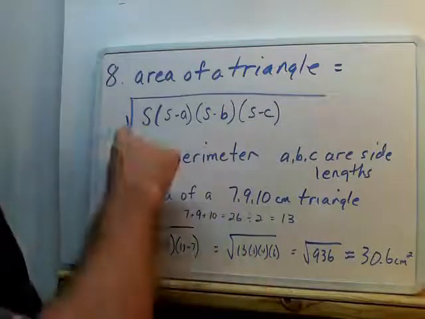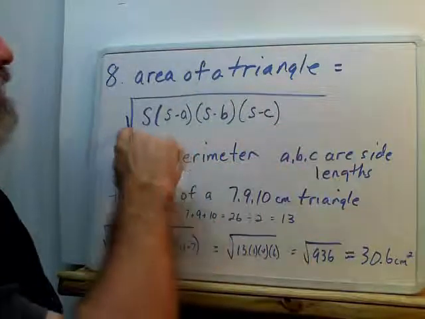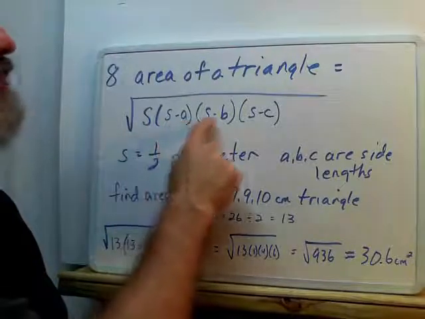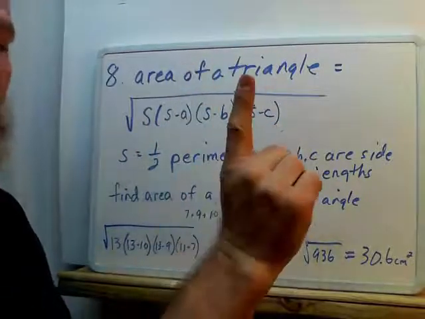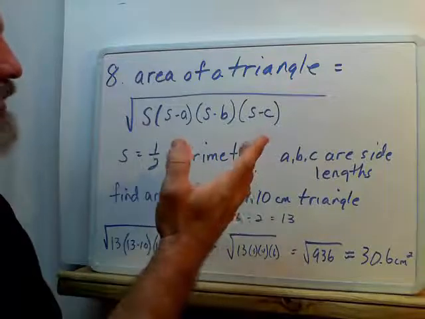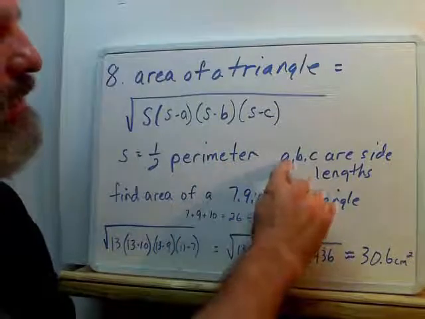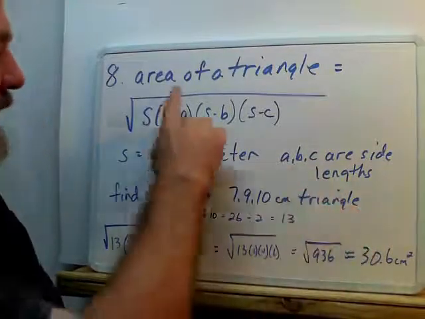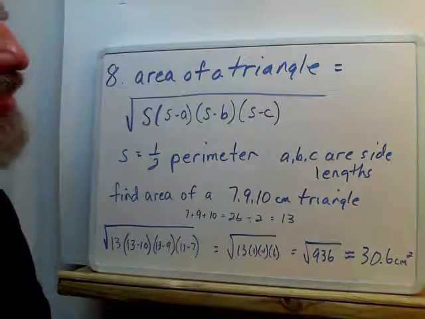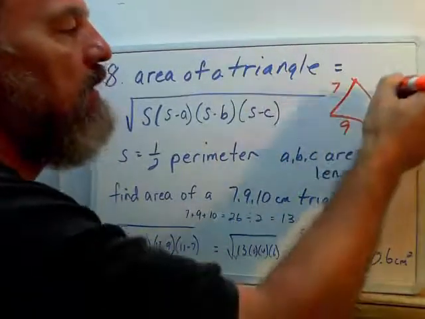Number 8, somebody has figured out that you can calculate the area of a triangle if you know the 3 side lengths. It would be the square root of s times s minus a times s minus b times s minus c, when s is 1/2 the perimeter. So you can take the length of the 3 sides, divide it by 2, and that gives you s. That's half the perimeter, and a, b, and c are the side lengths. Then they say find the area of a 7, 9, 10 centimeter triangle.